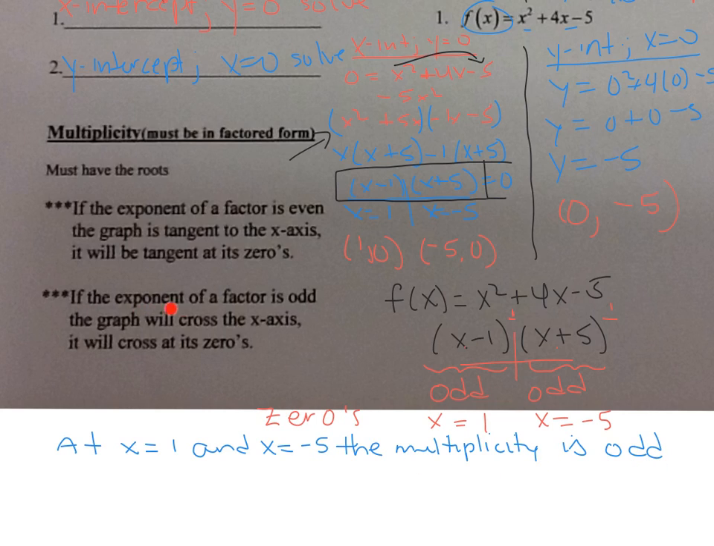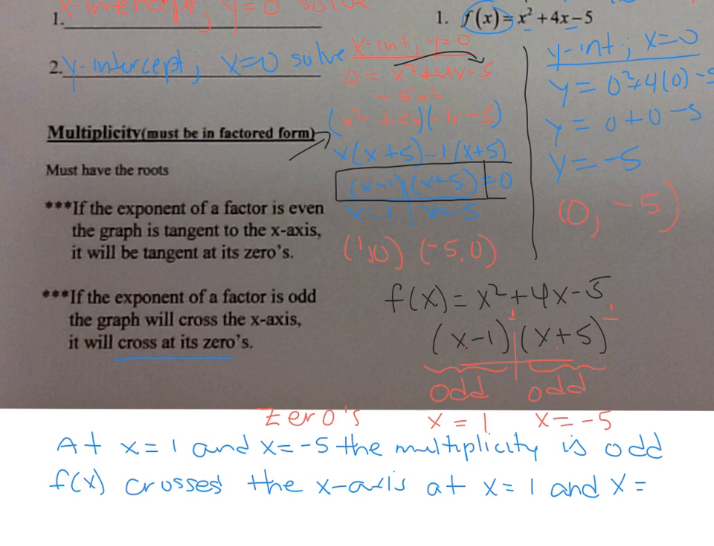Remember what I wrote over here. If the factor has an odd exponent, it will cross the x-axis. So I'm going to put f of x crosses the x-axis, and it'll cross the x-axis at its zeros. We'll cross the x-axis at x equals 1 and x equals -5. All right, so that's how we do multiplicity. So we'll do another problem.